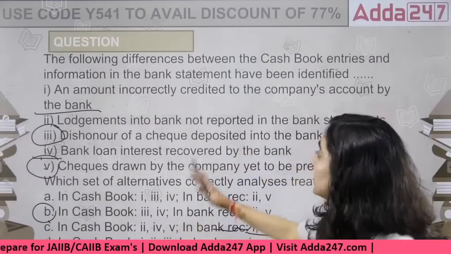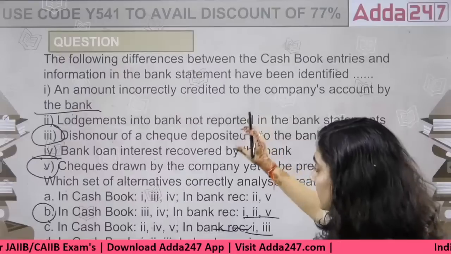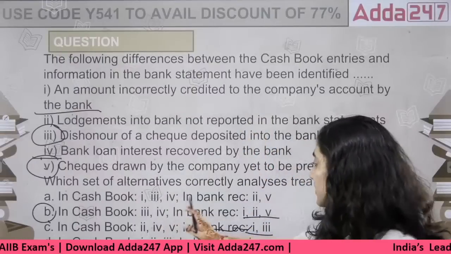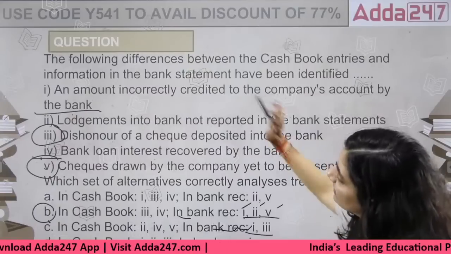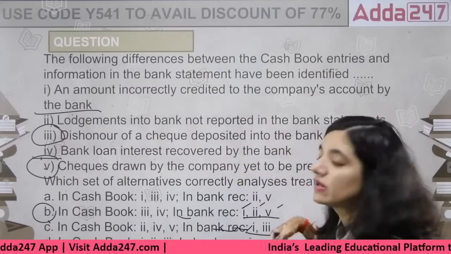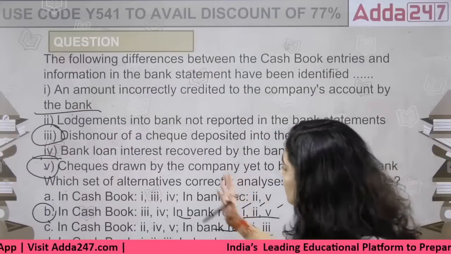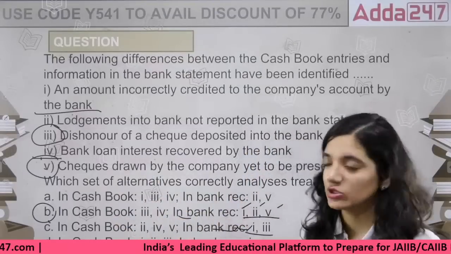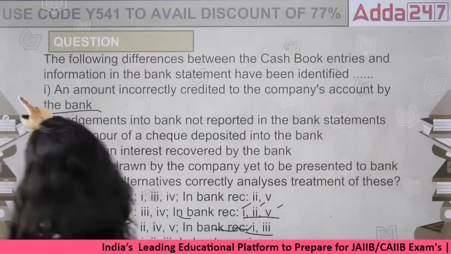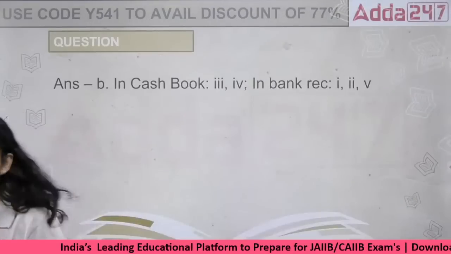Third and fourth is basically linked with that of the cash book. Third, fourth, and then in the bank we have 1, 2 as well as 5. So these 3 belong to our bank statements, while this 1, 3 and 4 belong to the area of the cash book, right? So let's move on. The correct answer is B.